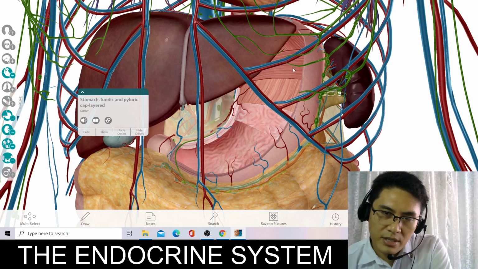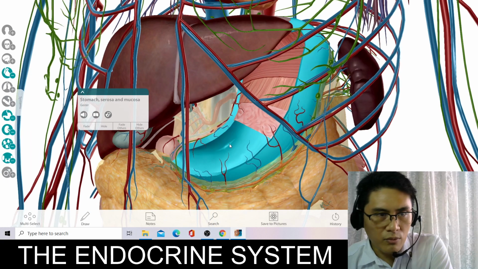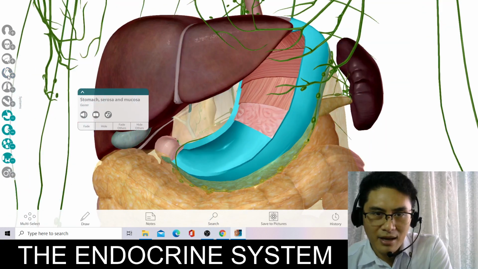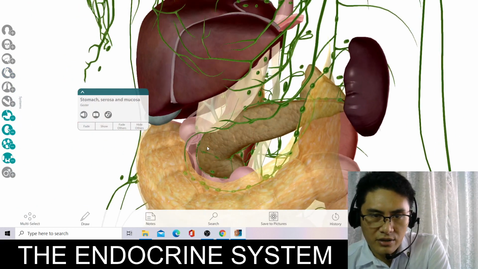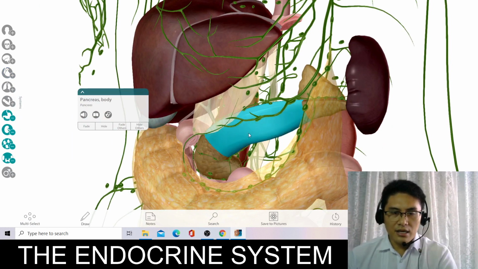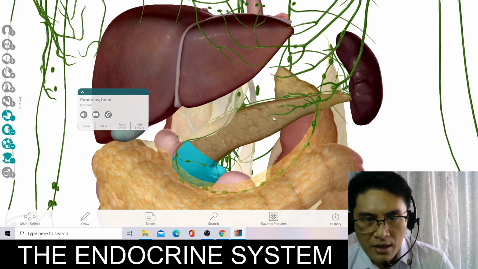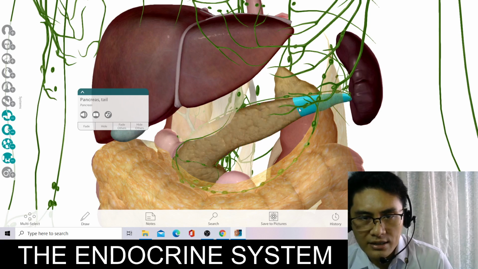This is the one responsible for churning out the food. But that's not what we are concerned of. What we want to see is what's behind the stomach. So if we hide this, you can see this structure here, this yellow kind of elongated structure. That is what we call the pancreas, or the pancreatic body. So this pancreas is also one of the endocrine glands. Okay?